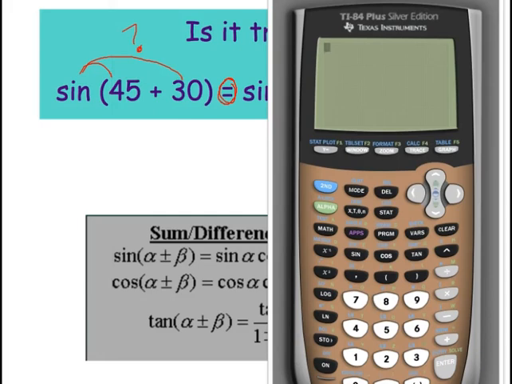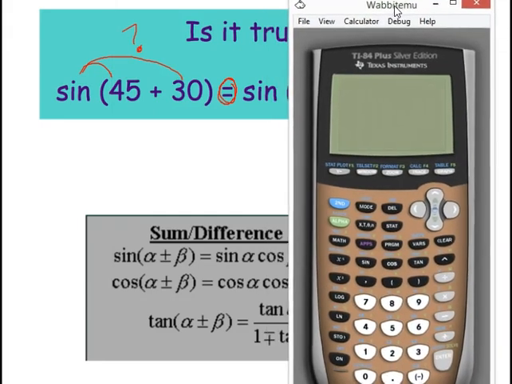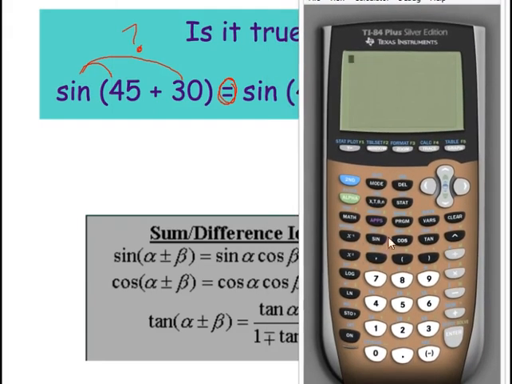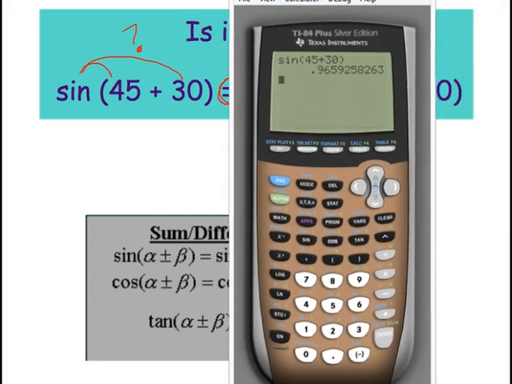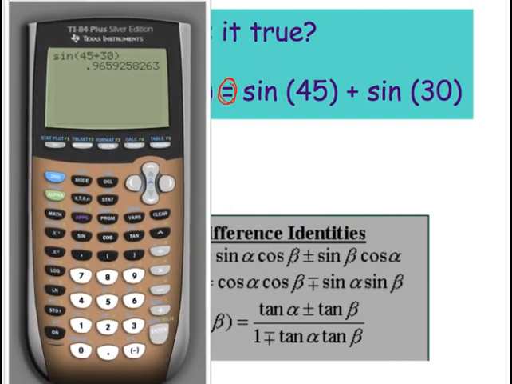Let's see, my calculator's a little too big. Make it a little smaller. There we go. Alright, so if we were to do sine, let's make sure our calculator's in degree. Good thing I checked, because it's in radians. So we'll change that. Alright, so sine of 45 plus 30. I'm going to type it in exactly how I see it, and if I were to do sine of 45 plus 30, I would get a value of 0.9659, and so on.